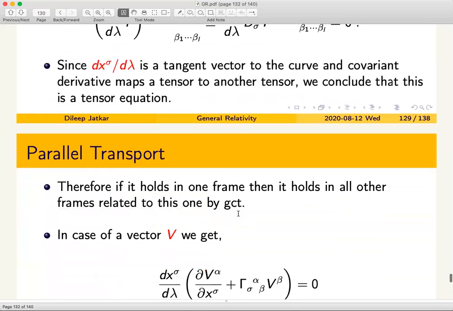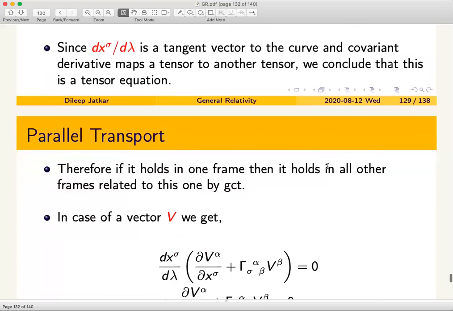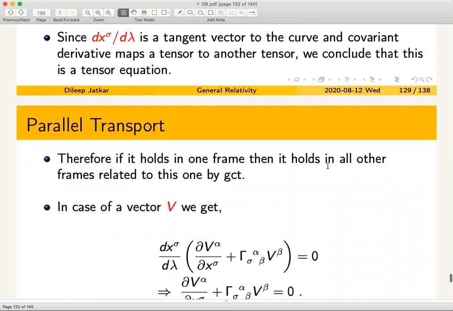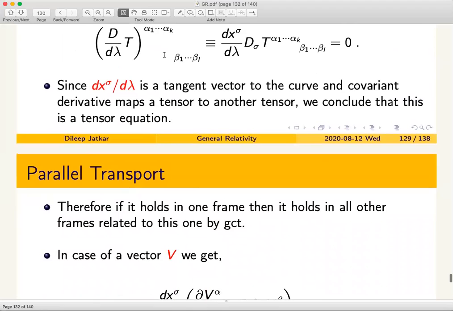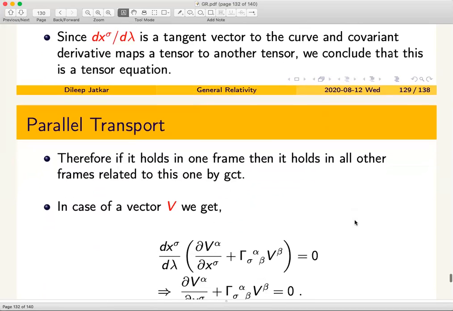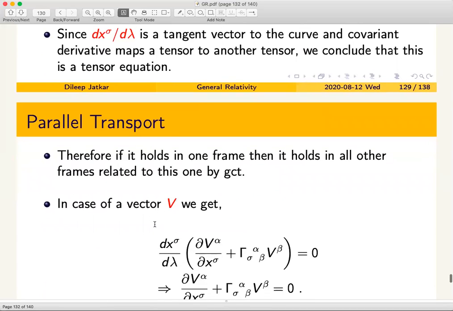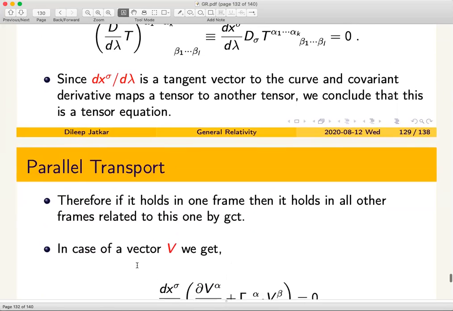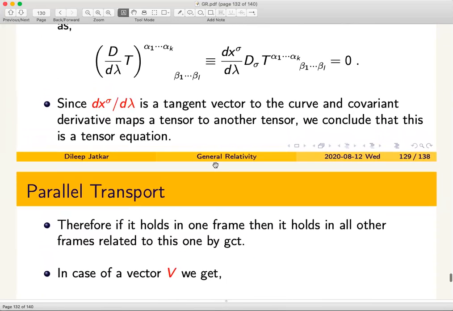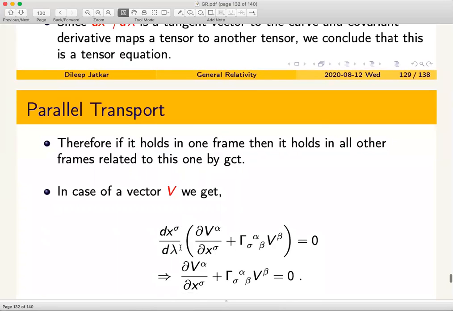As I said, it would hold in all frames which are related to this one by GCT. Suppose instead of writing down some arbitrary rank tensor, we look at a vector quantity. Suppose we want to do a parallel transport of a vector. Then this equation can be written as dx sigma by d lambda times the covariant derivative of v.